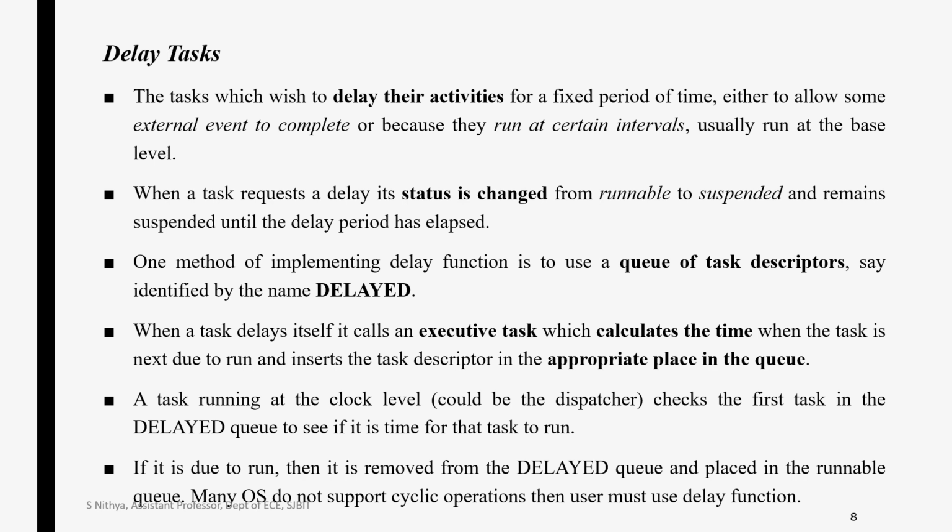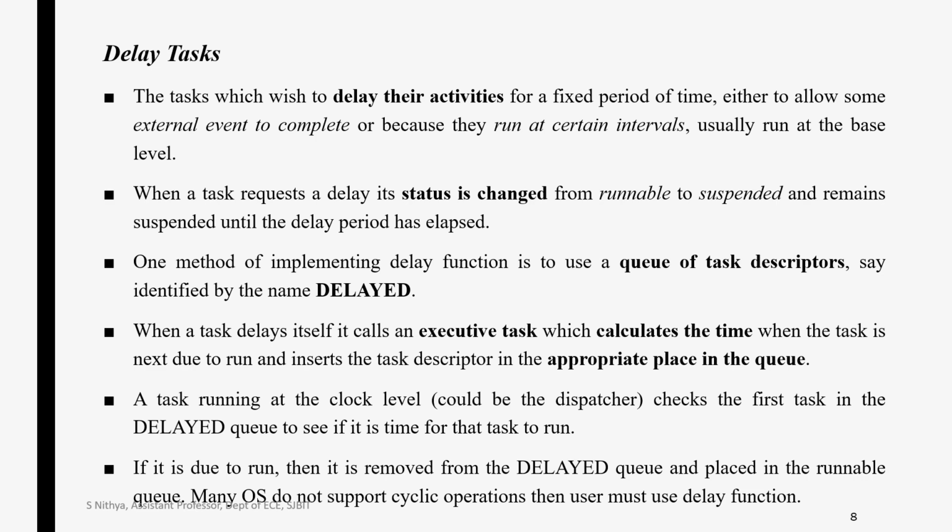When a task delays itself, it calls the executive, which calculates the time when the task is next due to run and inserts the task descriptor in the appropriate place in the queue. The task running at the clock level, which could be a dispatcher, checks the first task in the delayed queue to see if it is time for that task to run. If it is due to run, it is removed from the delayed queue and placed into the running queue. If the operating system does not support cyclic operation, then the user must use the delay function.